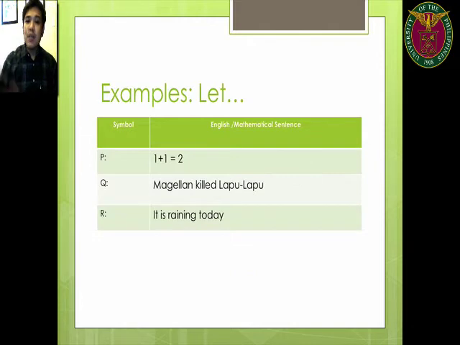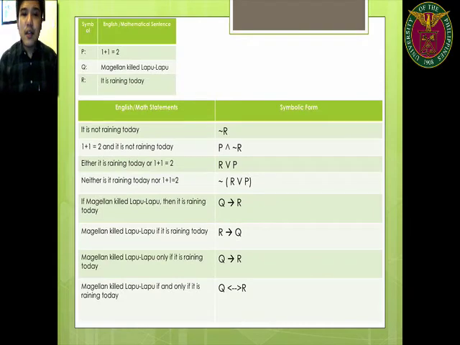So just in case, let me give you an example. Here is a table of symbols and their English sentence equivalents. Let P represent 1 plus 1 equals 2. Let Q represent Magellan killed Lapu-Lapu. And let R represent it is raining today. So let's look at the following sentences. The first is, it is not raining today. Since it is raining today is represented by R, and this is actually a negation of that proposition, then we write down not R.